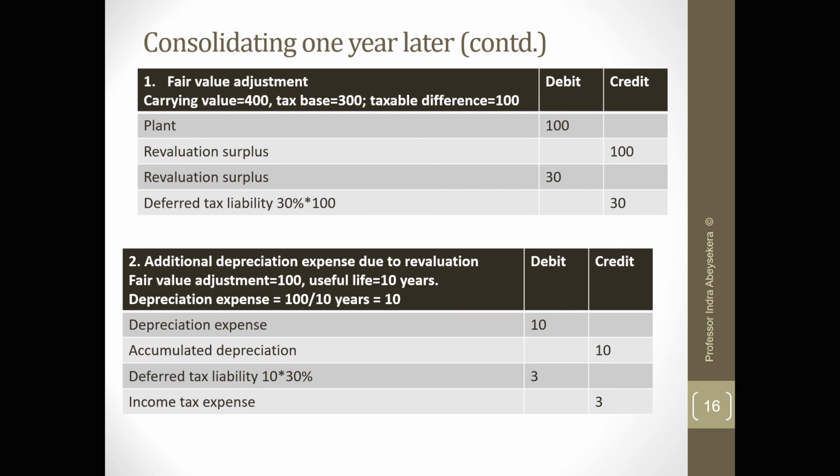10, credit accumulated depreciation 10, and as a result, we will have income tax expense decrease of 3, and that deferred tax liability that originated due to fair value adjustment will decrease. Deferred tax liability will debit 3.